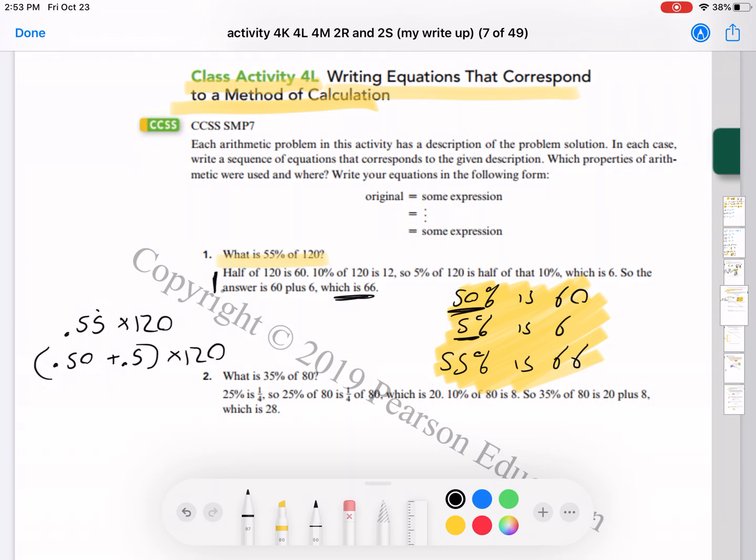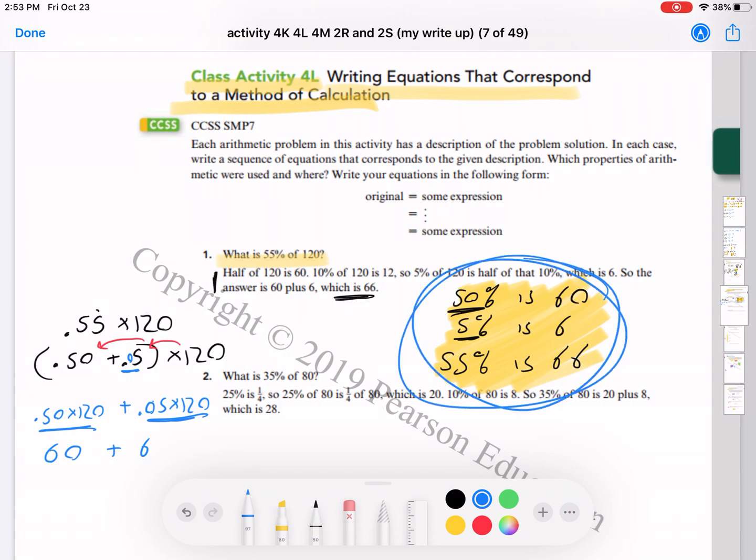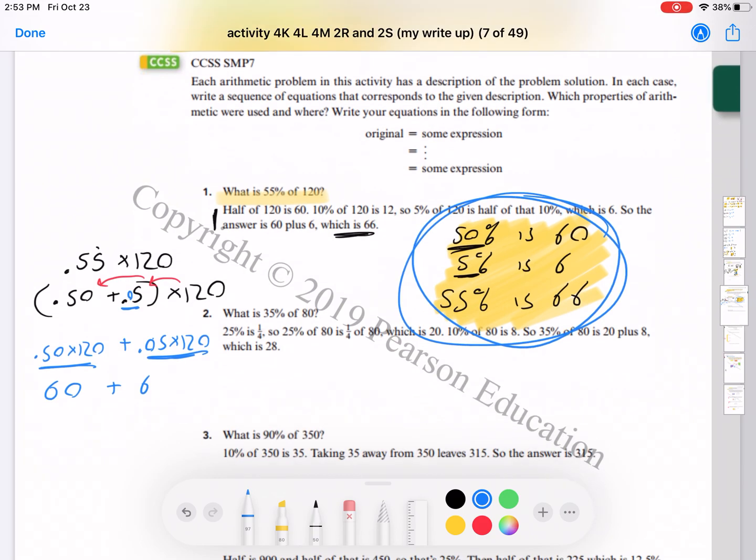And now you might notice that I can actually take this and distribute it to both of these, because that is the distributive property. And then we get 0.50 times 120, 50% of 120, and 5%, sorry, that should be 0.05 for 5%, 5% of 120. And so this should be 60, and this should be 6. And so really in doing this table method, I was using the distributive property.